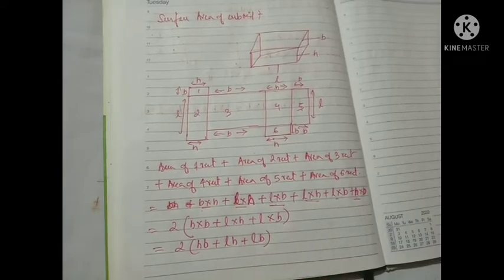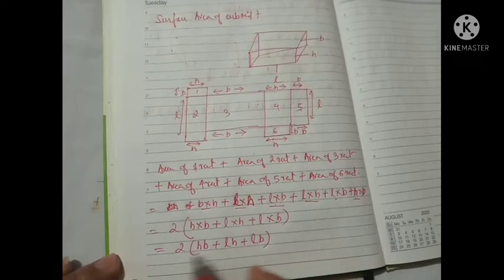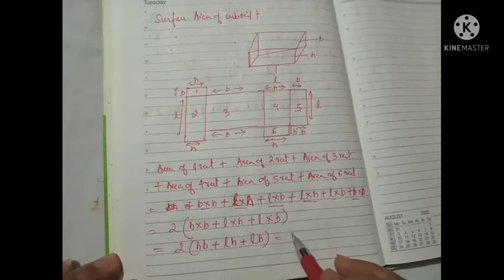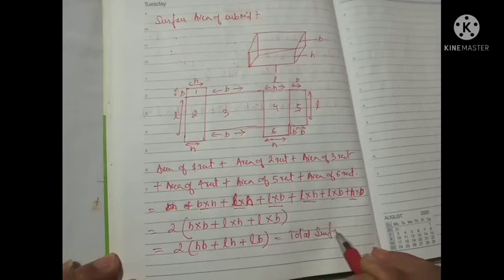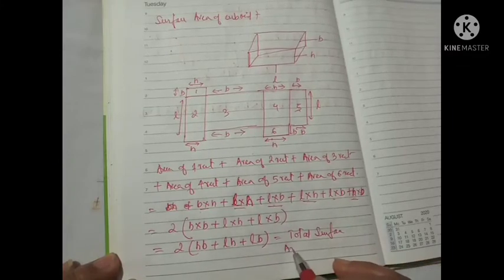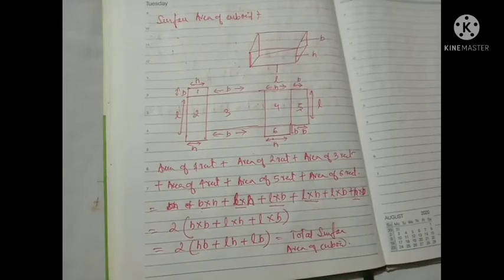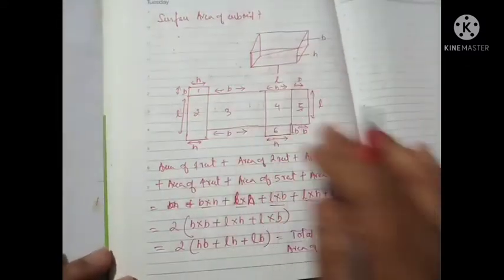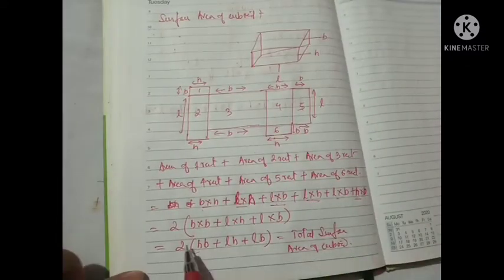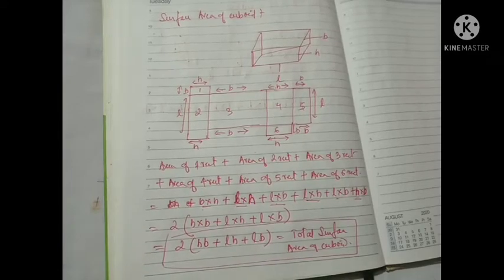This is the formula for the total surface area of the cuboid. We can find out the total surface area of a cuboid by using the net formation of this cuboid.